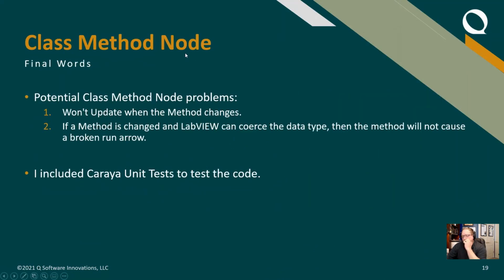And then there are a few final words. There's a couple of problems with this class method node, and I can't figure out how to circumvent them. One is if you've already got a class method node with an assigned class and an assigned method in it, and then you go edit that method and change its connector pane, your class method node isn't going to automatically rescript and change. It's okay in a way: if you change from a numeric to a string, it's going to break and show up as an error in the error window that there is a problem with the class method node. Then you have to select a different method and then reselect the method to get it to rescript with the new connector pane setup.